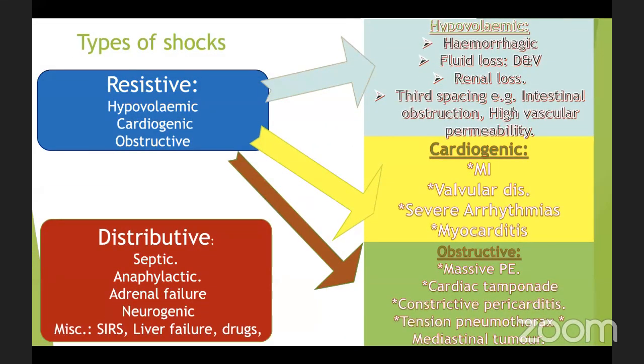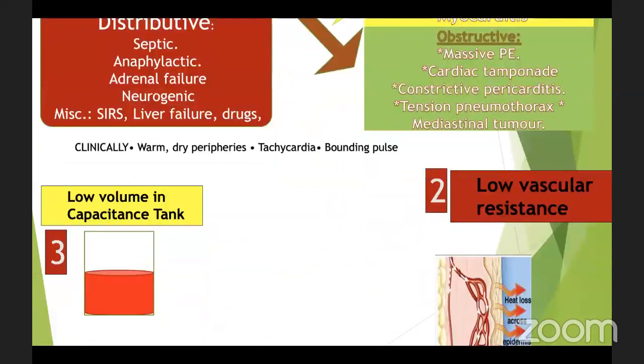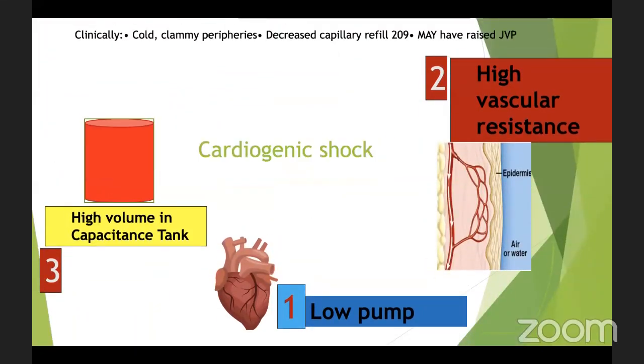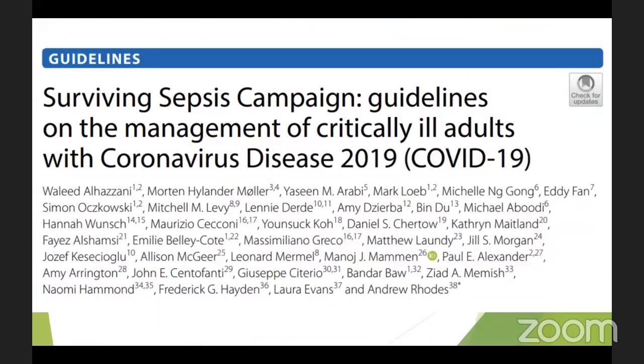Here are the types of shock: there are two main categories, hypovolemic or distributive shocks. We can see it in a different way: low cardiac output or high cardiac output. Low cardiac output can be from cardiogenic causes, or from obstruction like PE, cardiac tamponade, tension pneumothorax, or it can be distributive, like septic, anaphylactic, adrenal, or neurogenic. So this is an example. For the matter of time, we will move to the next topic.